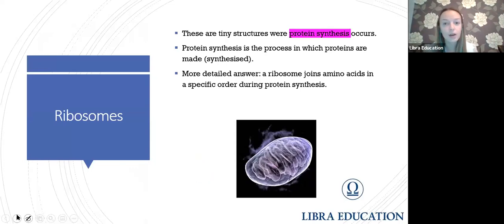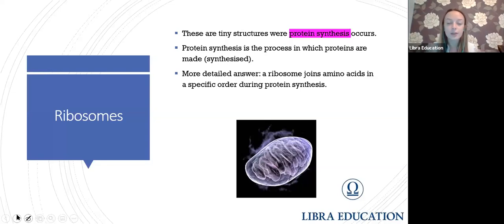So a more detailed answer, if you want to really hit those high level marks, when it says, what is the function of a ribosome? You can say a ribosome's function is protein synthesis, as it joins amino acids together in a specific order. So that's really what protein synthesis is.